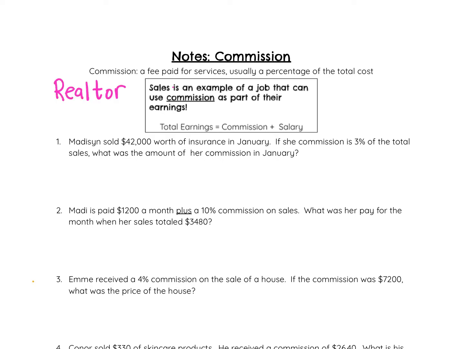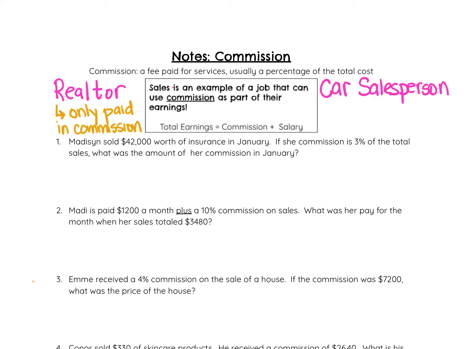A realtor gets paid on commission. They get a percentage of the total cost of the house that they sell. Realtors only get paid commission. They don't get a salary or a base pay or anything like that.